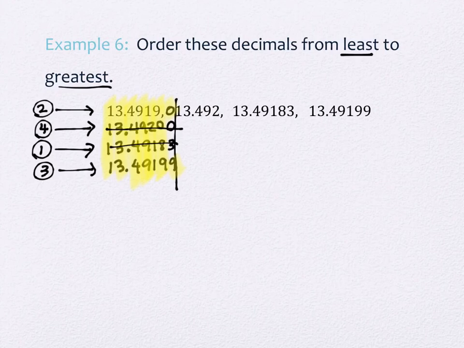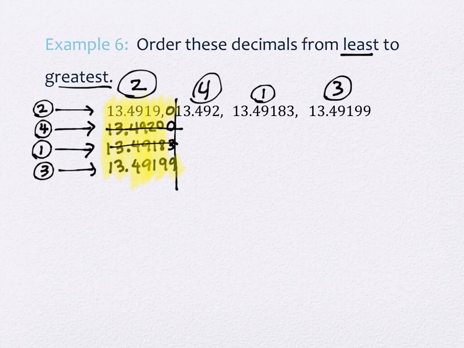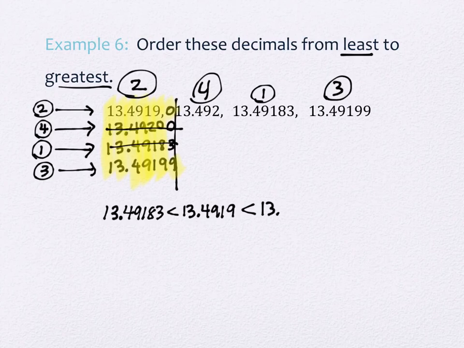So we're going to list them now from smallest to largest. The first one was this one. This one is 2. This one is 3. And this one is 4. But we're going to write them out. So this is 13.49183. You can put a comma if you wish. I'm going to just use the less than symbols to keep in my mind that I am putting them in the order I was requested to do. The second one is 13.4919. The third one is 13.49199. And then the last one is 13.492.